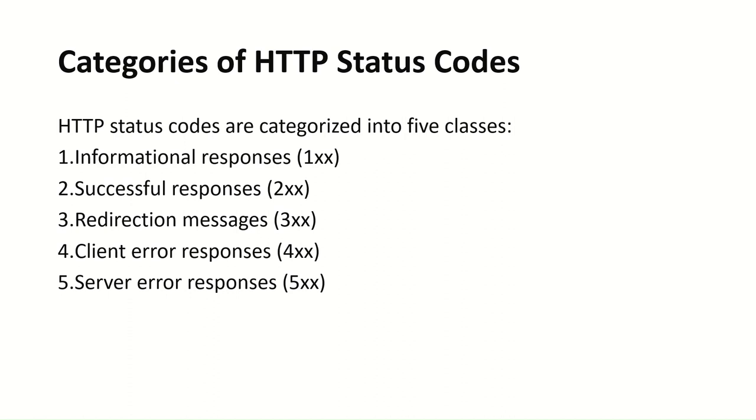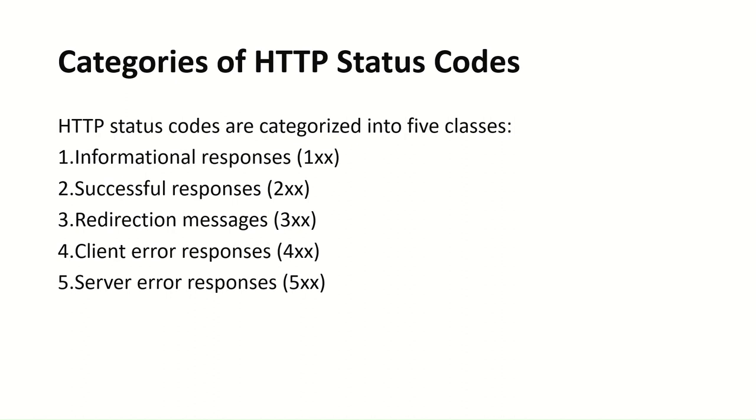We have the 3xx class, which returns redirectional messages. We have the 4xx class, which returns client error responses. We have the 5xx class, which returns server error responses. So these are the 5 categories of HTTP status codes that are present as of now, and that is what we are going to discuss and read in this video. Practically, we'll also try to see those things as well.